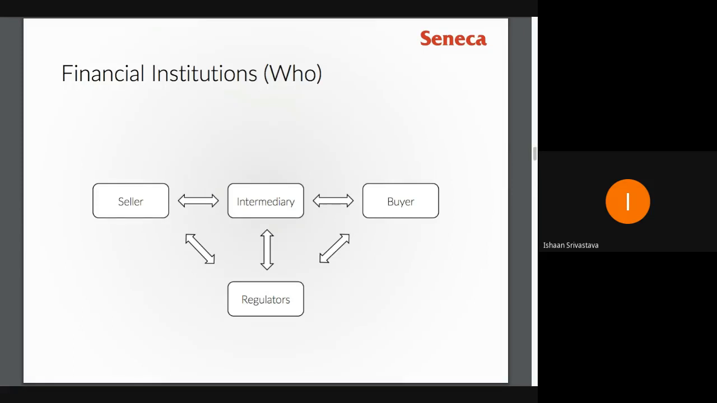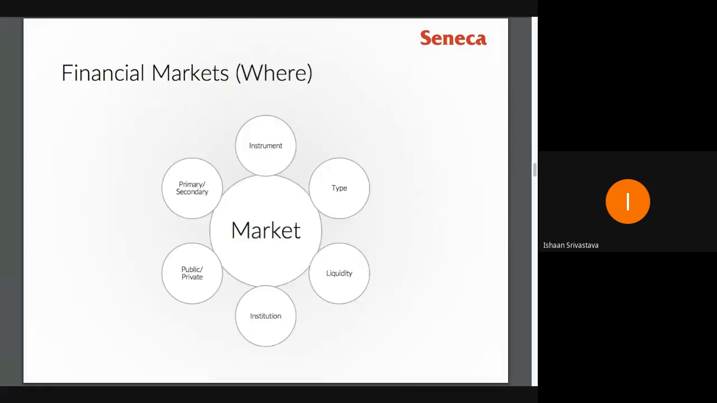So regulatory bodies. Four entities within the financial systems. Who are these entities? These institutions. We have the seller, we have the buyer, we have the intermediaries, and we have the regulatory bodies. Four institutions. Next, let's look at the where.